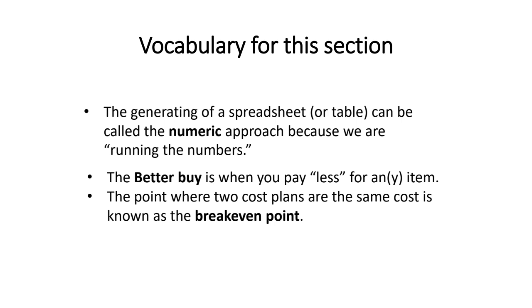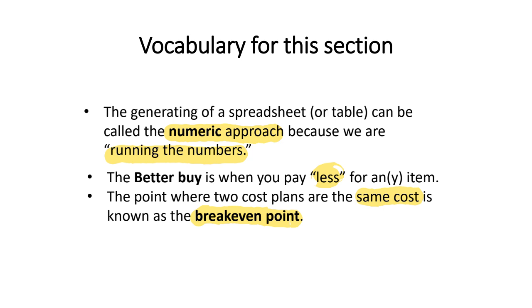But that table or spreadsheet is known as a numerical approach because we call it running the numbers. We also are going to be facing what they call the better buy, and that's when you pay less for an item. And then we're going to introduce you to a second story problem that is going to present only two plans, and we're going to look at the break-even point, which is the same cost that the item will cost when I purchase a certain number of items.